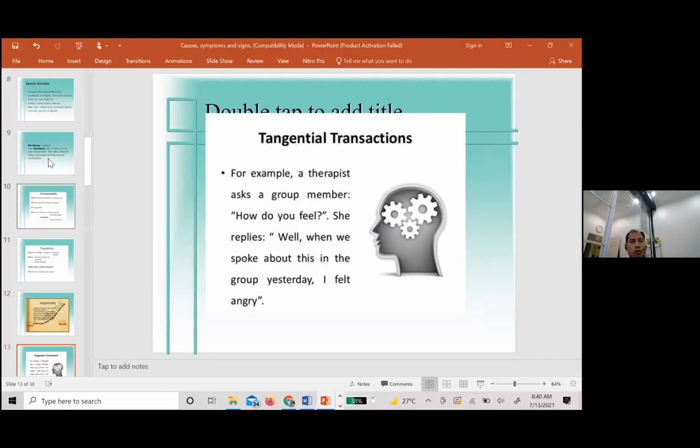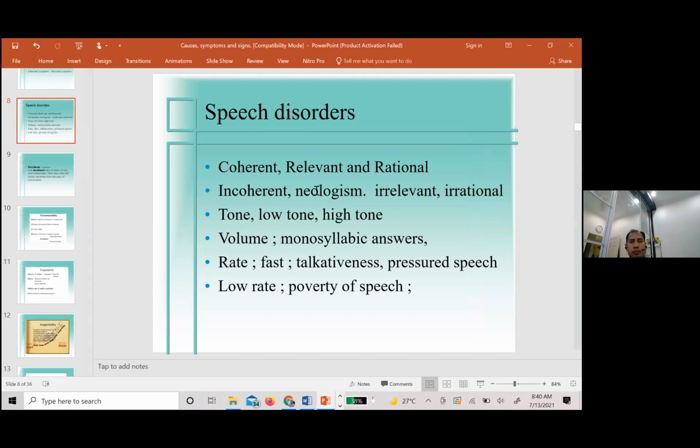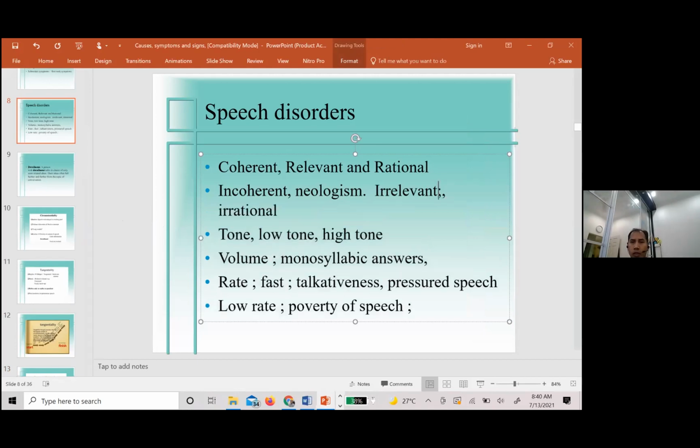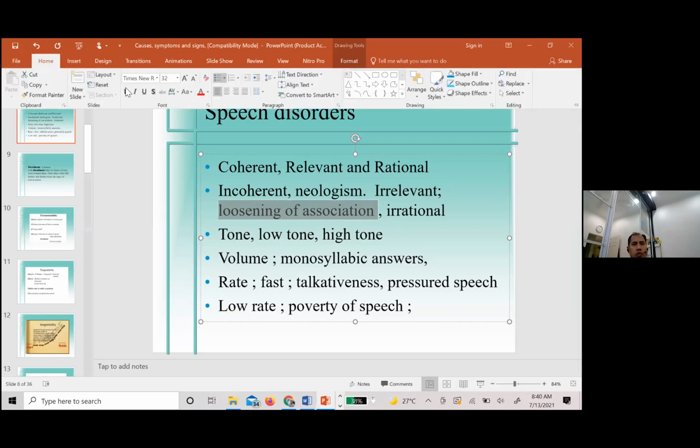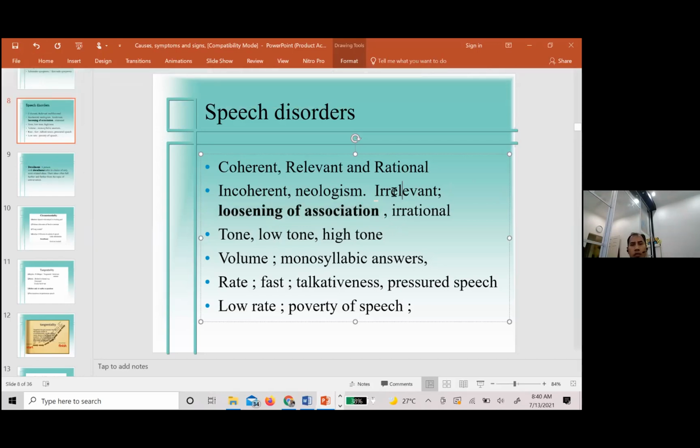I think I missed this part. When we talk about irrelevant speech, the way we explain it, the speech seems to be irrelevant. When we say irrelevant, actually we are talking about this term, loosening of association. This is a very common term that we use in psychiatry. If somebody mentions that the speech seems to have a loosening of association, actually we are talking about irrelevant speech.